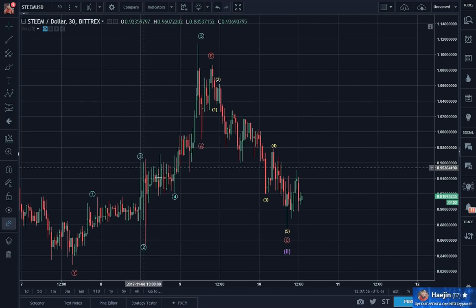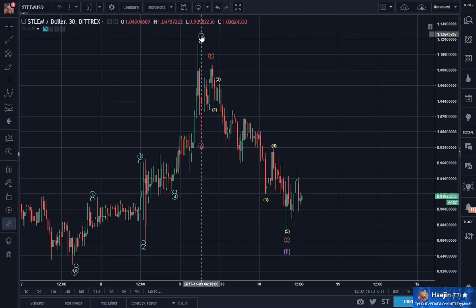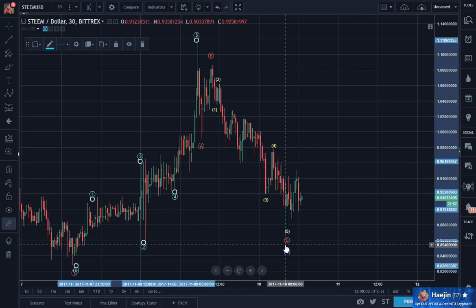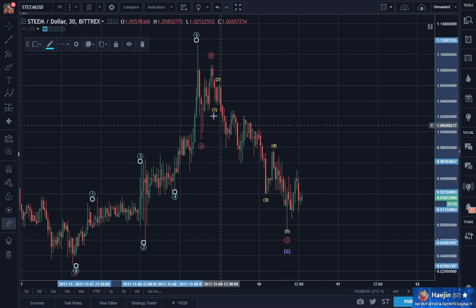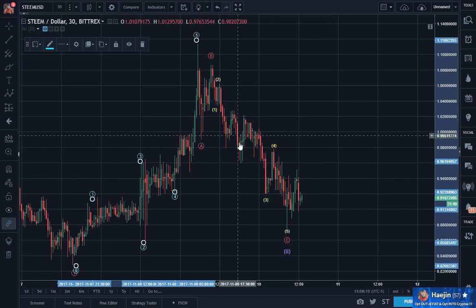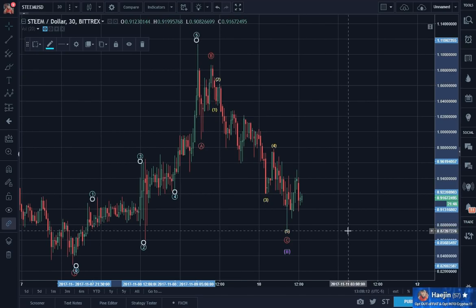So we have 1, 2, 3, 4, 5. After 5 waves, what do you get? You have to have an ABC correction. A, B, C. How do you know that the C is complete? On the C wave, you should be able to count 1, 2, 3, 4, 5. So I think C is complete. It is highly probable that the ABC correction is done.